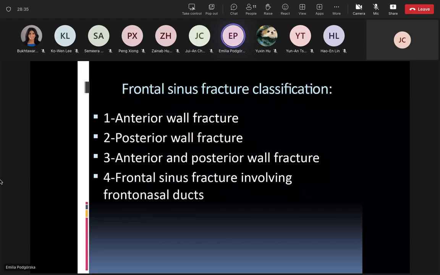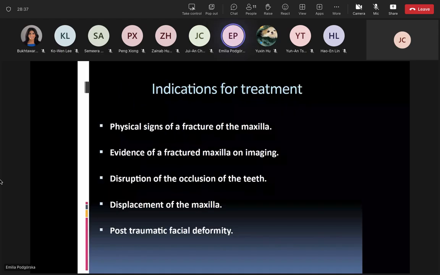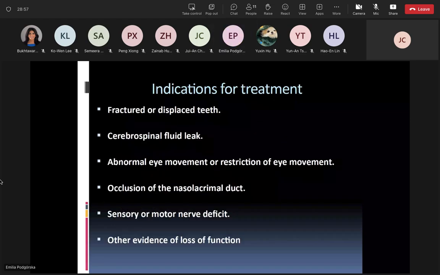Indications for treatment: physical signs of a fracture of the maxilla, evidence of the fractured maxilla on imaging, disruption of the occlusion of the teeth, displacement of the maxilla, post-traumatic facial deformity. Fracture with displaced teeth, cerebrospinal fluid leak, abnormal eye movement or restriction of eye movement, obstruction of the nasolacrimal duct, sensory or motor deficit, other evidence of loss of function.